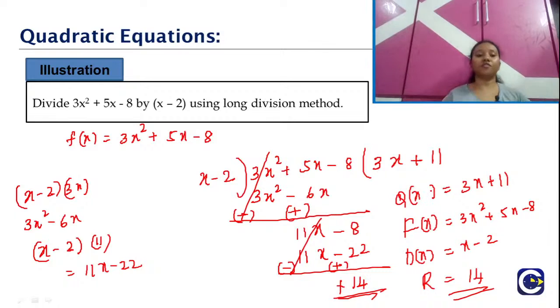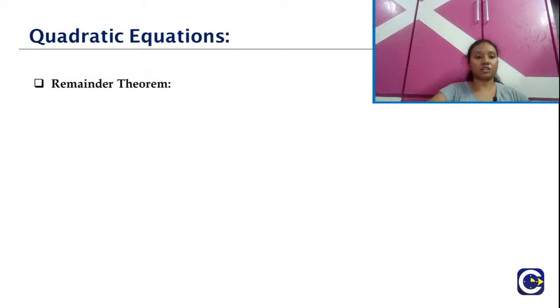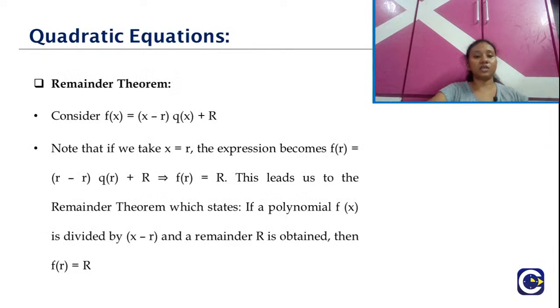Right, so this is how we'll be dividing any given polynomial with the corresponding polynomial using the long division method. Let's move on to the next one, which is nothing but the remainder theorem. Just now we have seen our factor theorem, which states that the dividend will be equal to the divisor into quotient plus the remainder.